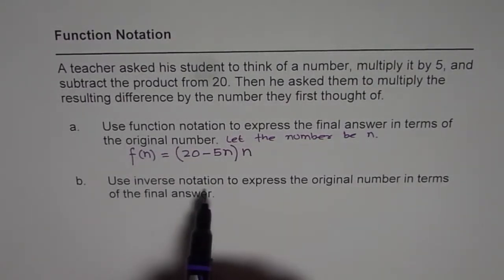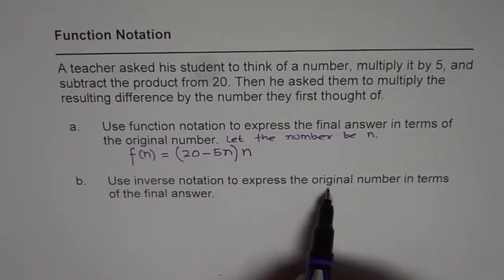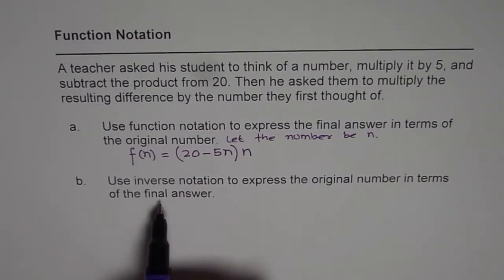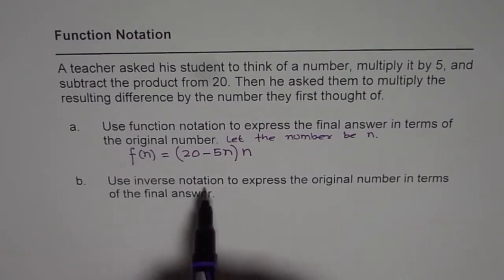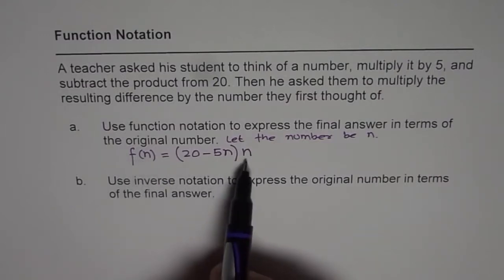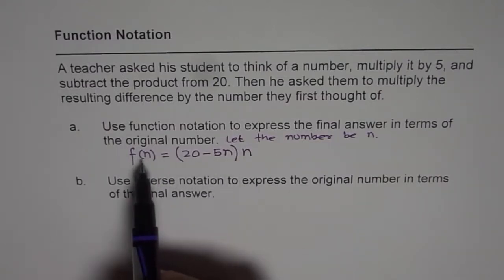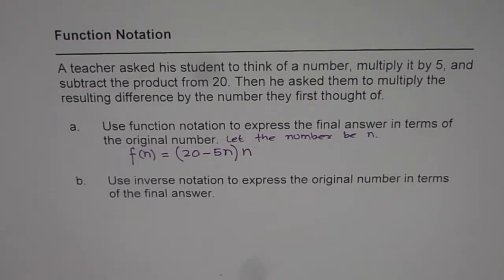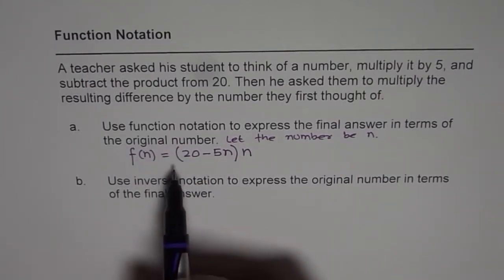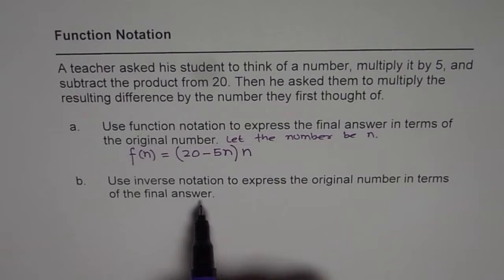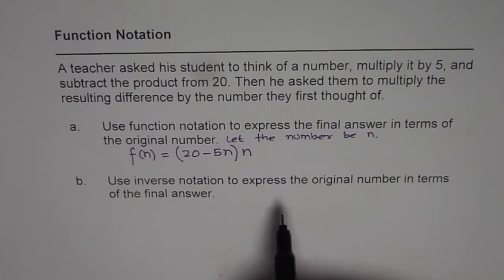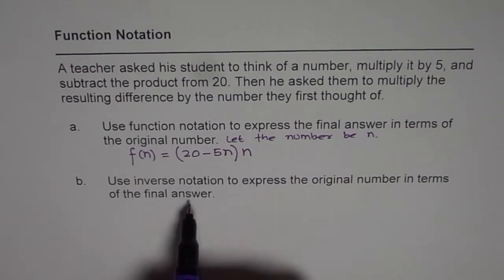Use inverse notation to express the original number in terms of the final answer. So inverse means f inverse of n. That means we want to know n from the inverse of it, right? Now whenever you have a quadratic function, the only way to get the inverse is by completing the square and then working it out. So let us find the inverse using completing the square.